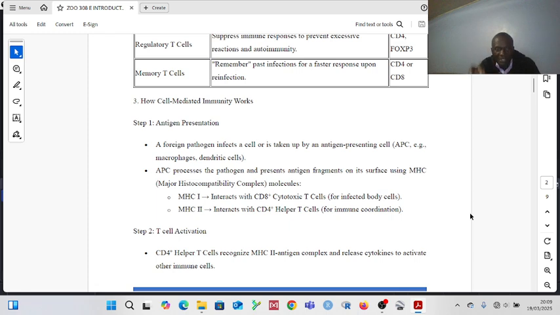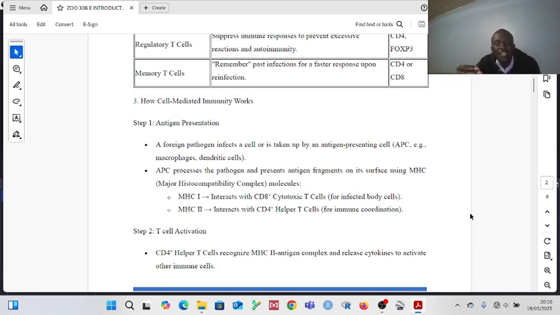So antigen presentation: you have a pathogen which has infected a cell. Once that pathogen has infected a cell, it is picked up by the antigen presenting cells. The antigen presenting cells are things like macrophages or dendritic cells. These have the ability to swallow this pathogen, so phagocytosis. These are cells that have the ability to phagocytose a pathogen.